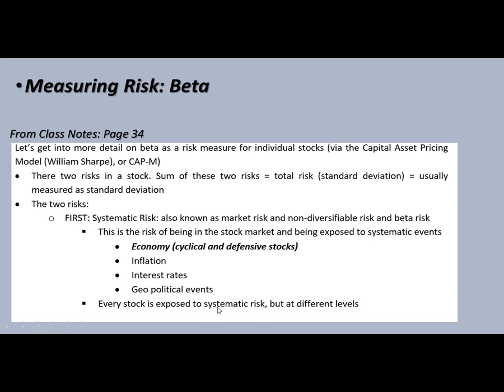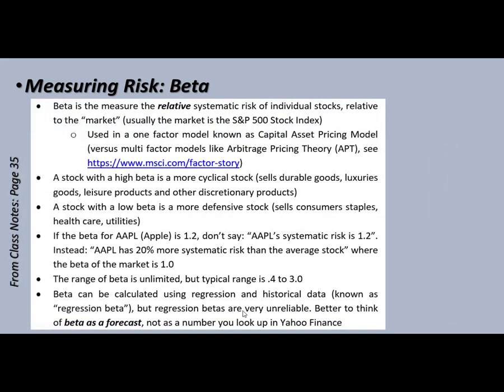Every stock has systematic risk. You can calculate what it has been historically. The question is, what is it going forward? Beta is a measure of relative systematic risk, so you've got to be cognizant of that. It's just looking at your systematic risk relative to the average stock, when the average stock has a beta of 1.